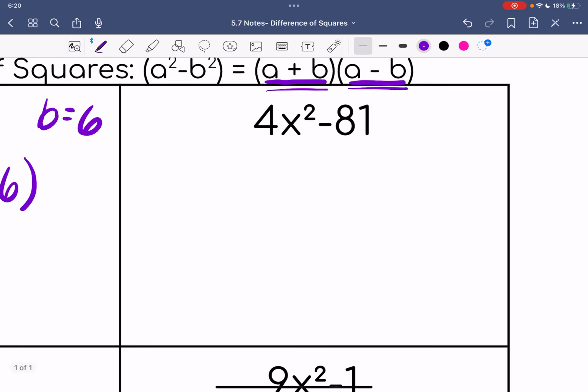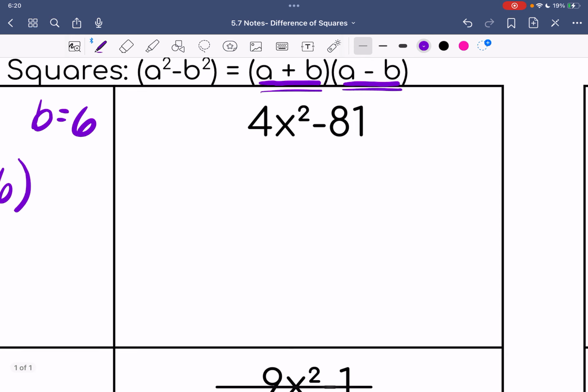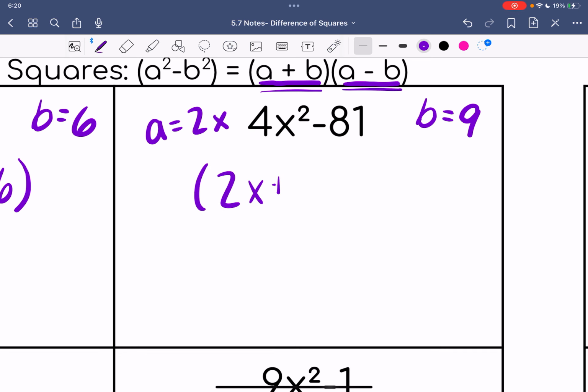Next one we've got 4x squared minus 81. So 4x squared, 4 is 2 times 2, and x squared is x times x. So our a here is going to be 2x, because 2x times 2x would be 4x squared. And then our b here is going to be 9, because the square root of 81 is 9. 9 times 9 is 81. So then our factored form would just be 2x plus 9 times 2x minus 9.